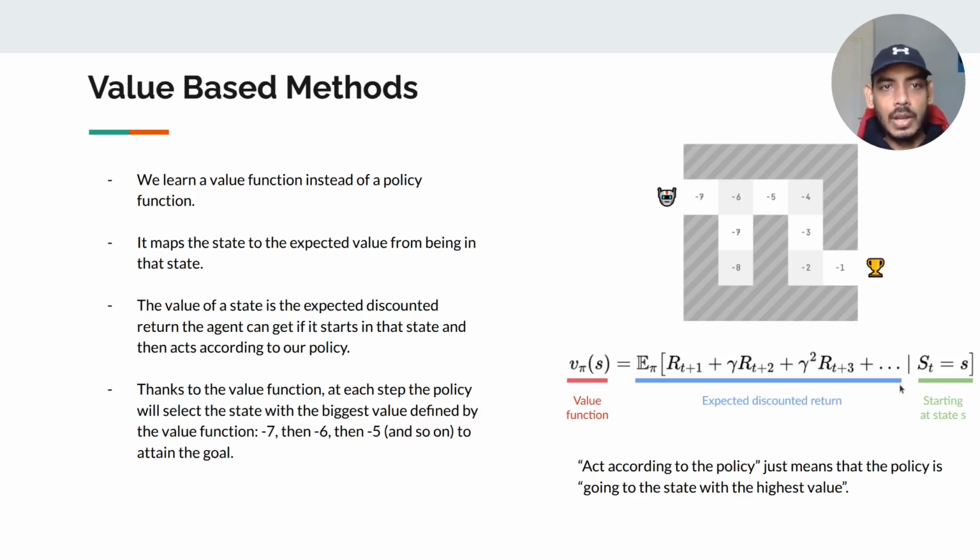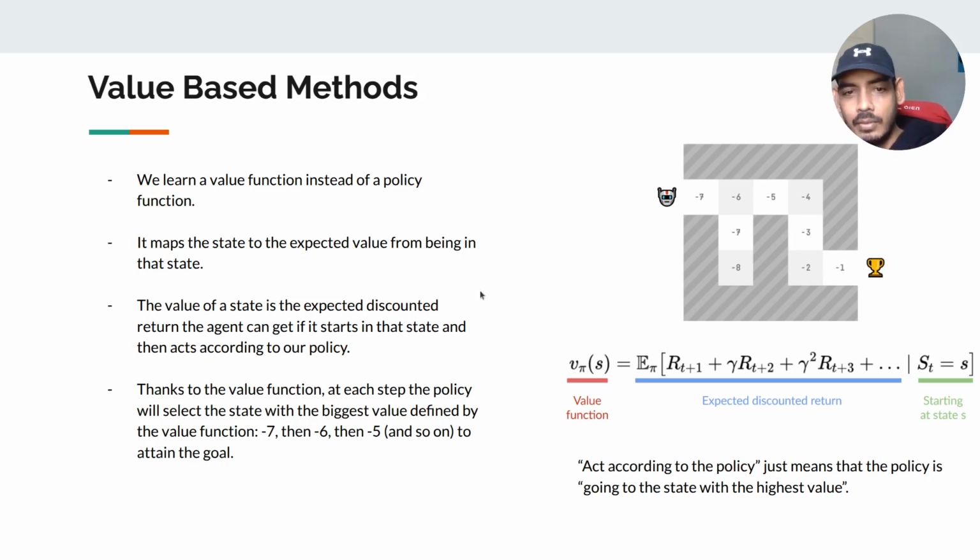So when it comes to the value-based method, as I said, there is a value for every action that is taken for a given state. It maps the state to the expected value from being in that state. If you are in a state, what will be the value that you will be getting?